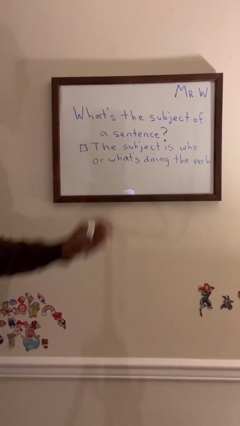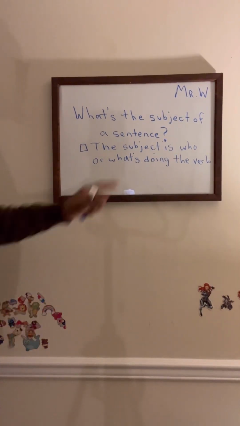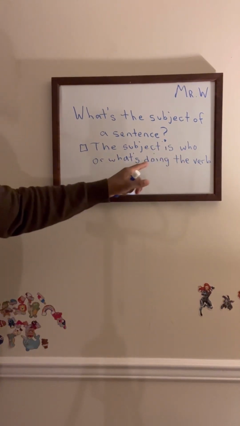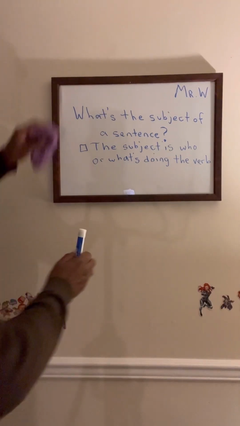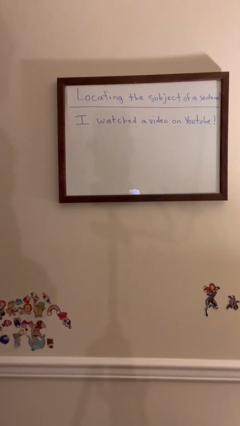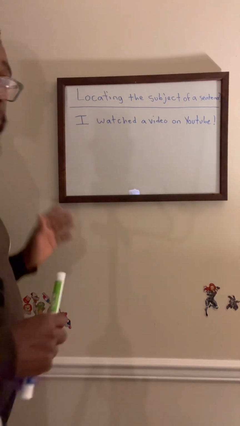When locating the subject in a sentence, you want to ask yourself, who or what is doing the verb? Who or what is doing the verb? Let's look at an example. So here's the example, locating the subject of a sentence. How do you find that subject of a sentence? You got to ask yourself, who or what is doing the verb?